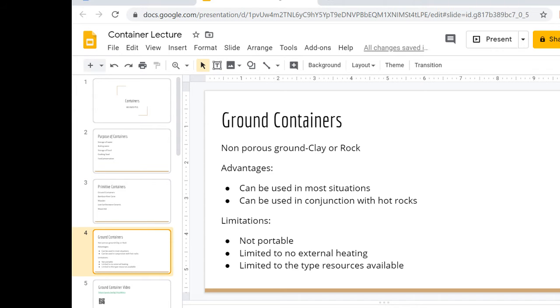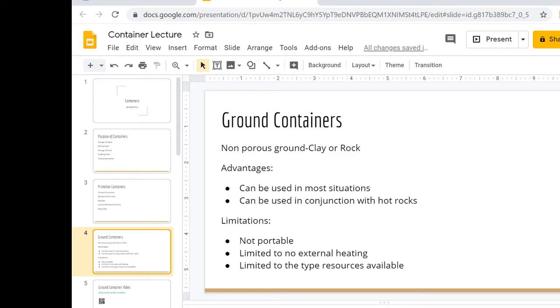So ground containers, let's talk a little bit about those. You're looking for non-porous ground, or at least a clay source that you can line the hole with, or a rocky source. And the advantage is it can be used in most situations. Most of the time you're either going to be in a rocky environment, or you're going to be in an environment where you could dig into the soil and hopefully you have something to line it with. And it can be used in conjunction to heat internally with hot rocks.